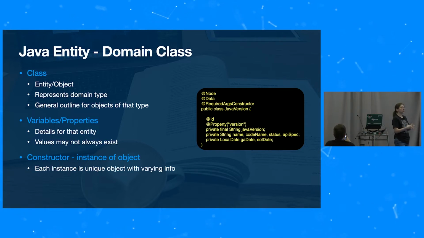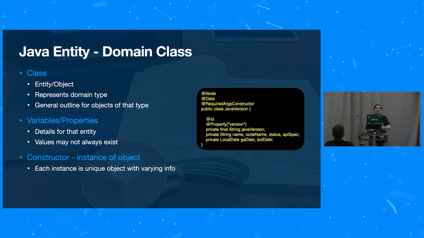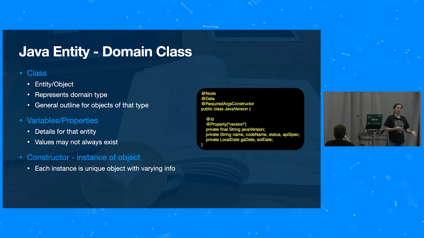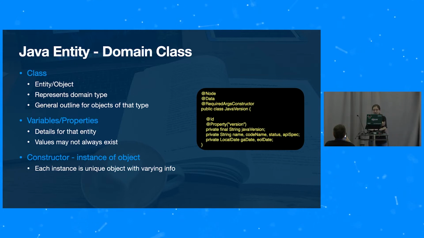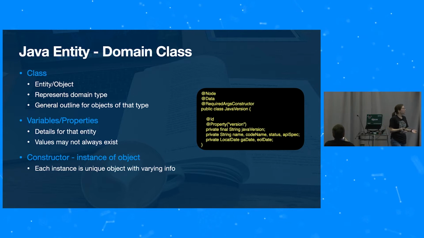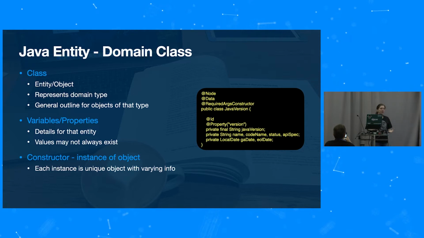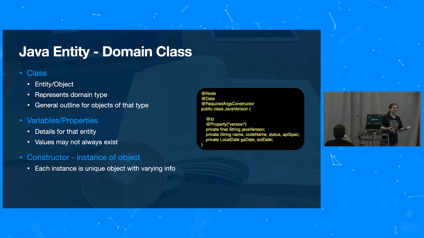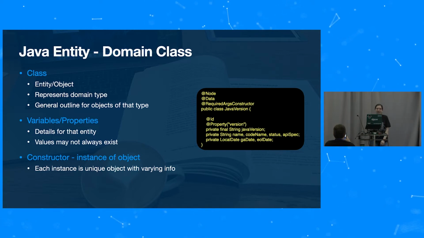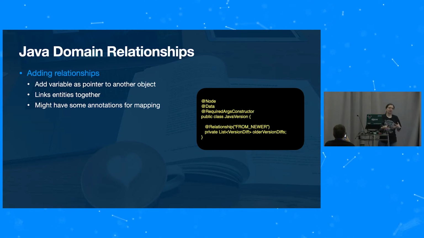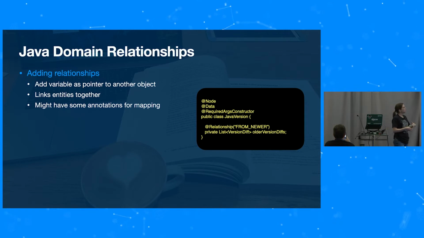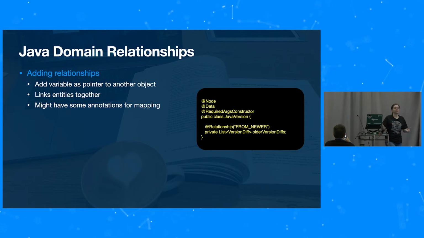So each instance is going to be unique, a unique object with a variety of different info. Like I said, code names sometimes may appear for certain instances or not, depending on what version you're dealing with. So if you've been around Graph a whole lot, this looks very similar, right? This looks kind of like node, label, property, this object entity sort of thing, right? Then if we want to add relationships in our Java domain, we can add a variable as a pointer to another object, right?